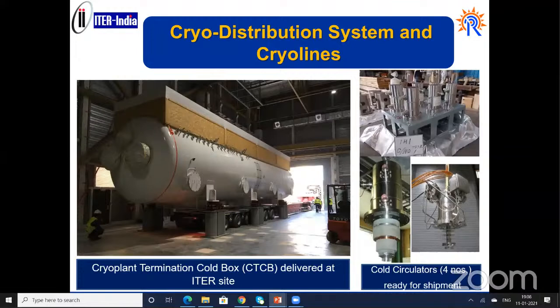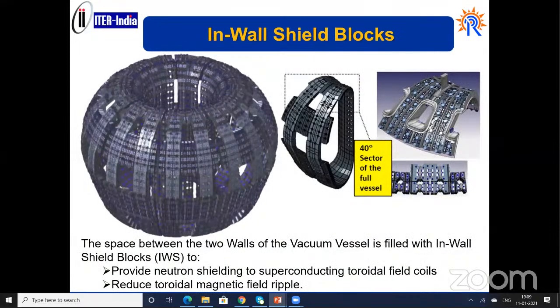This is another component, the cold box. Again, not delivered by us, not made by us. We are still trying to develop these technologies. These are new areas where we need to see how we can accelerate our engineering R&D to meet the world standard. Again, there is another package, what we call in-wall shielding blocks.